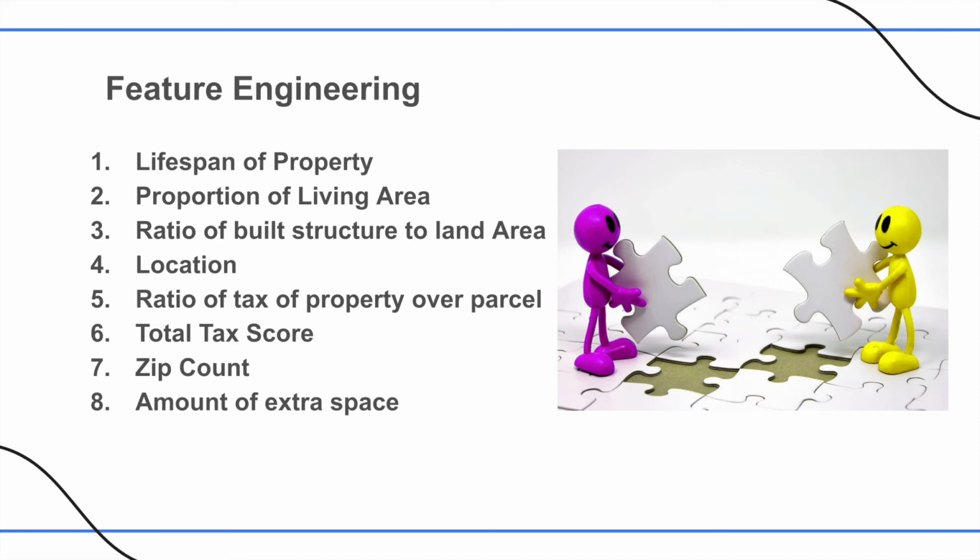The seventh feature, zip count, calculates the total number of properties in the zip. It is calculated by finding the number of cities and mapping it to the regions to create a feature that counts the total number of properties in the zip. The last feature calculates the amount of extra space available. It is calculated by getting the difference between the lot size square feet and calculated finished square feet.